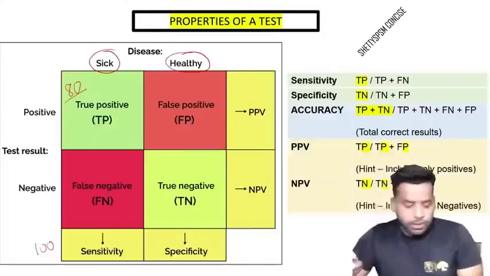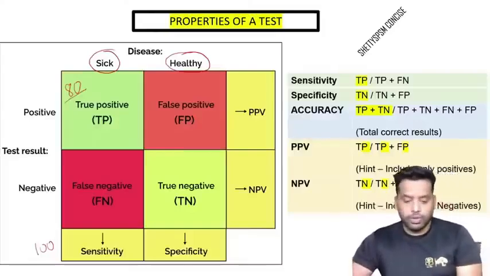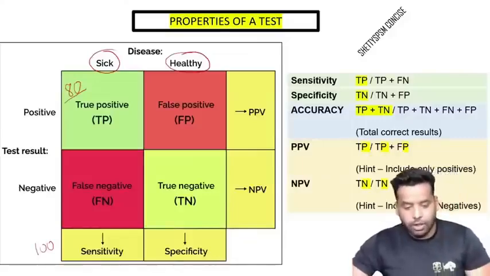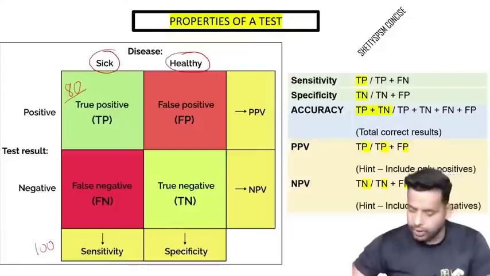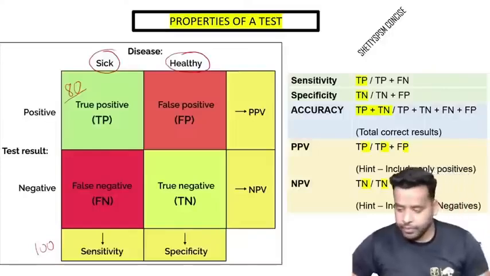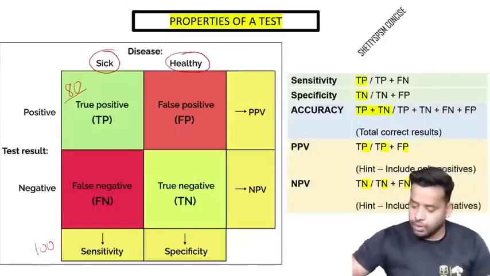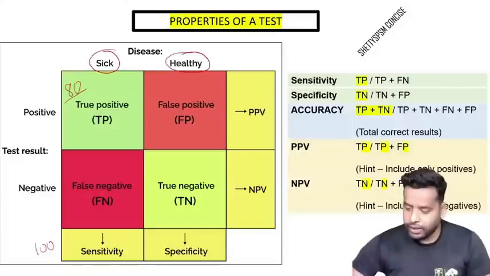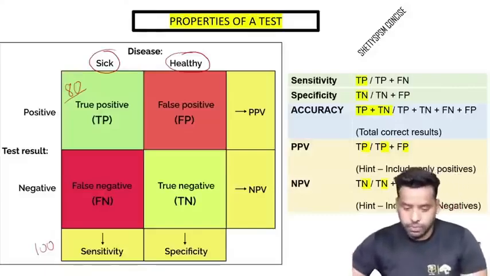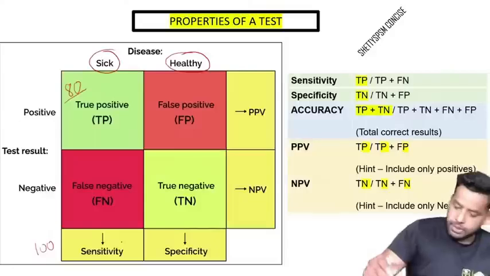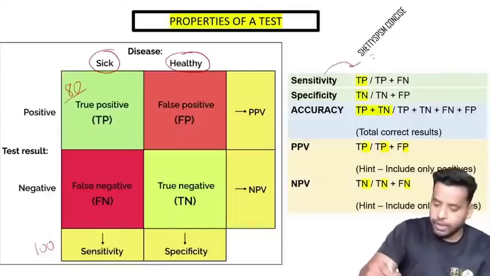So how many true positives? Answer my question. Out of 100, 80 are detected correctly. How many true positives in the question? Total 100 diseased. 80 are detected correctly. How many true positives? 80. So sensitivity is 80%. Out of 100, 80%.